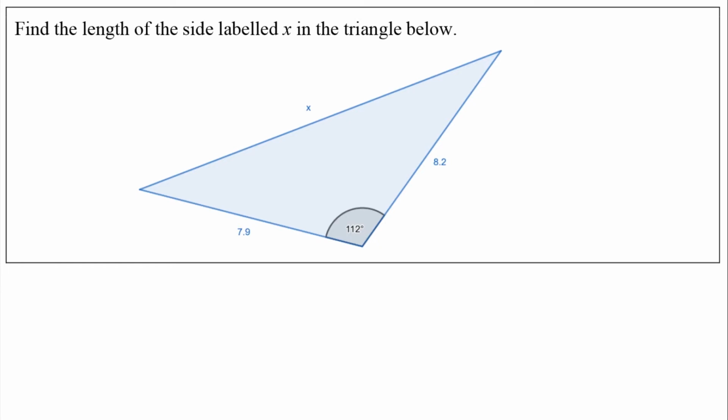Let's see some examples of what we can do with the cosine rule. Find the length of the side labelled x in the triangle below. This question is asked in just the right form to use the cosine rule in the way that we have described. The length of the side called x squared will be equal to one of the other sides, let's do the 7.9 length squared, plus the length of the other side, 8.2 squared. Then we have to subtract 2 times one of those other lengths times the other length, and then multiply by the cosine of the angle in between them.